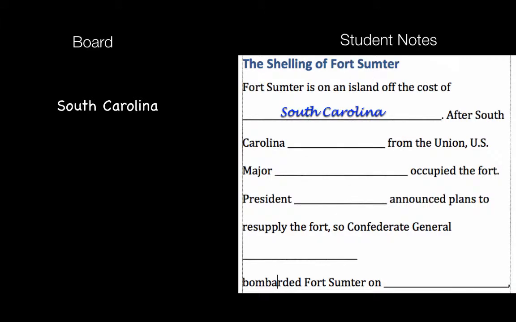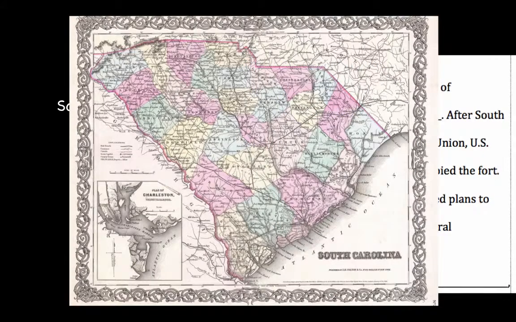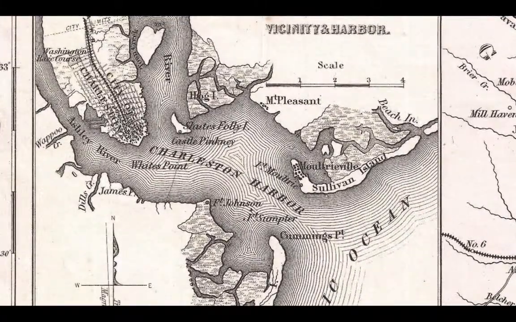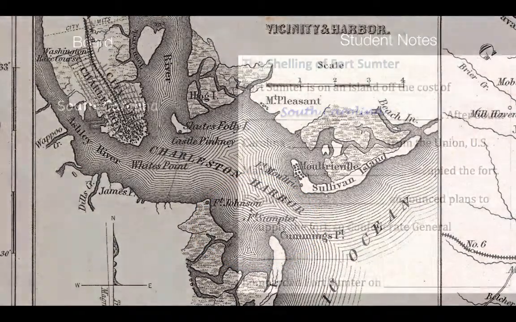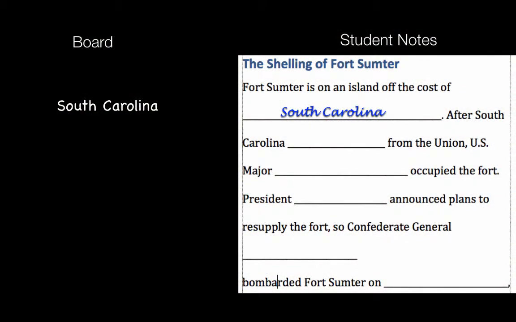And so let's look at a map of South Carolina. Okay, here's a map of South Carolina, and we have Charleston Harbor down here, and you see Fort Sumter located here. Okay, so that's where we're talking about. Now, Fort Sumter is most famous for being the site of the first shots of the Civil War.